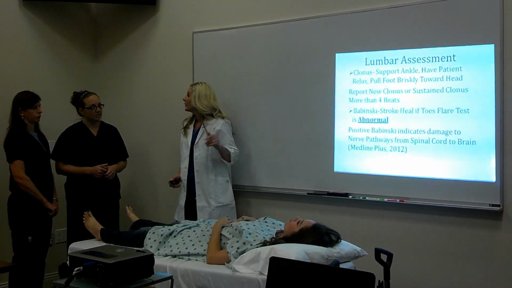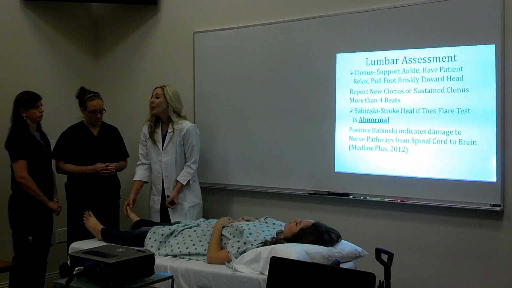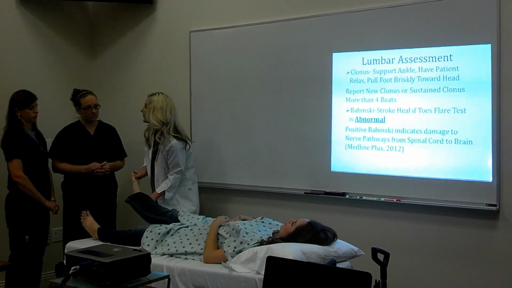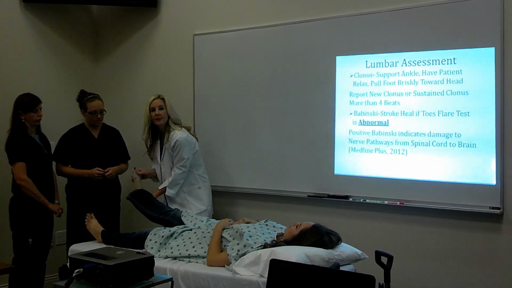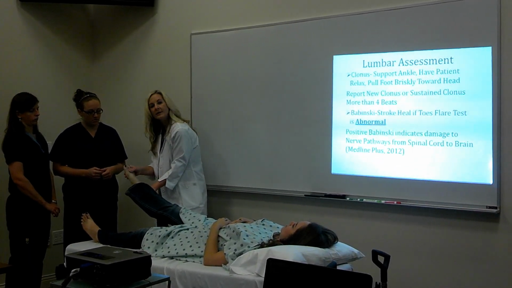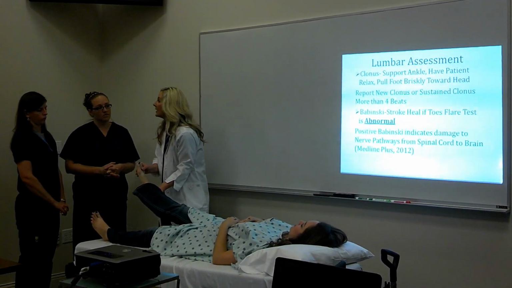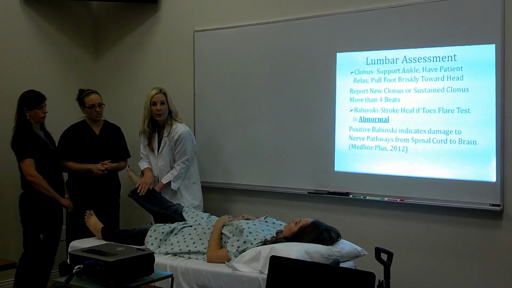The last thing we're going to check for is for clonus and the Babinski reflex. The way that we test for clonus is we pick up Stephanie's foot and we make nice circular motions. We will get her foot to relax. Once her foot relaxes, we will briskly move it up toward her head. If you notice the sustained beats, this is positive for clonus. If there are more than 4 beats, we need to notify the physician. This could mean something is impending on the spinal cord.